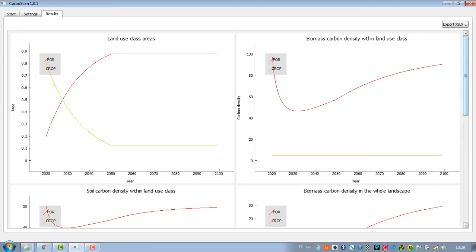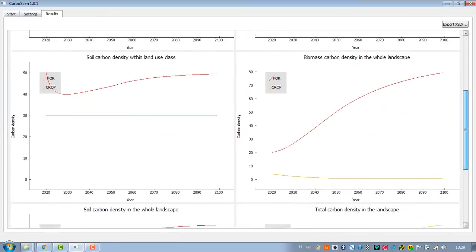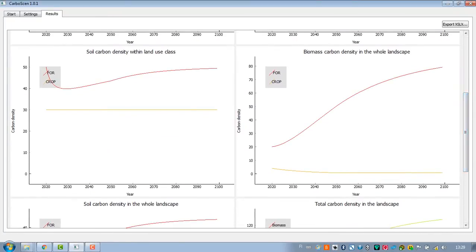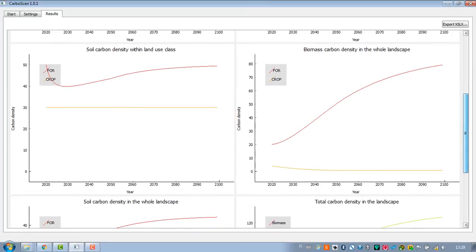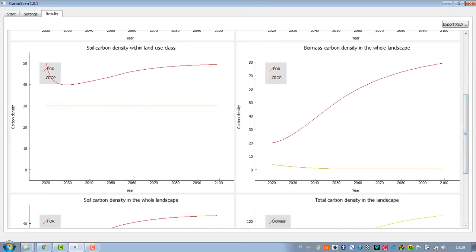All right. What about the next one? Yeah, that's the same picture. Actually, no need to look at that. I think you understand it quite clearly, because it's the same, but for soil carbon. The previous one was for biomass. So we can check our assumptions, our settings for soil carbon density for cropland and forestland.